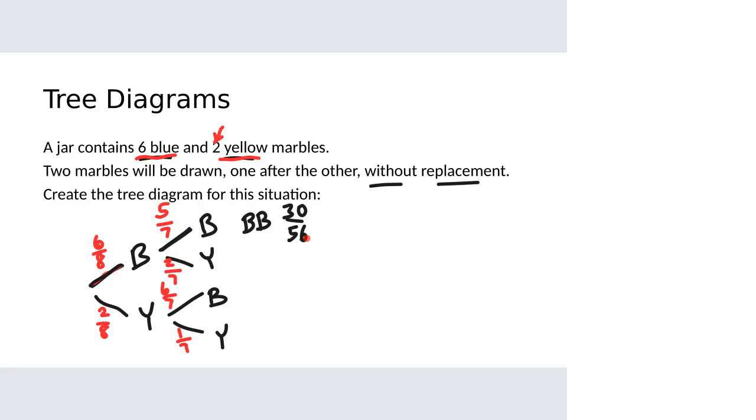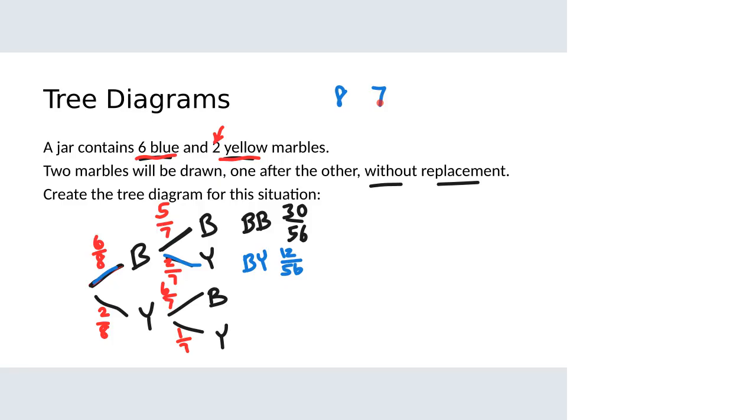Up next, we're going to have blue followed by yellow. Okay, so blue followed by yellow, and I multiply those. 6 times 2 is 12. 8 times 7 is 56. Kind of nice. Our denominator is going to stay 56 all the way throughout. We're going to have 56 outcomes here. That makes sense from the fundamental principle of counting. I started out with 8 marbles. After I took one out and left it out, I had 7 marbles.